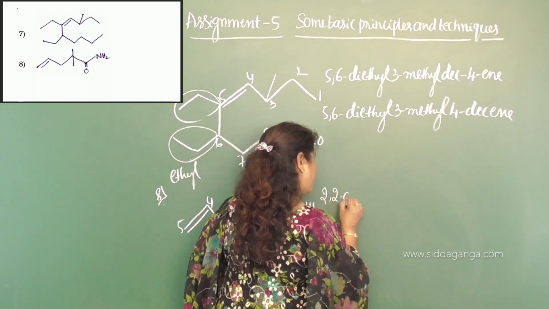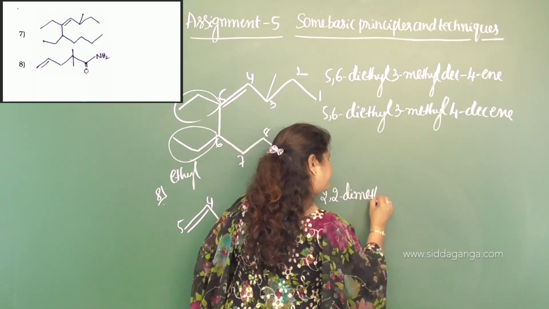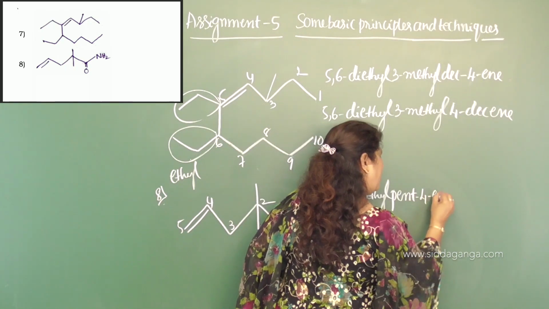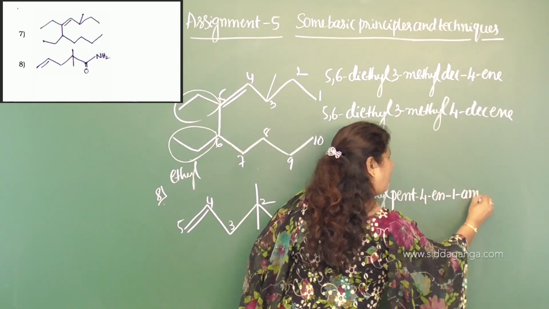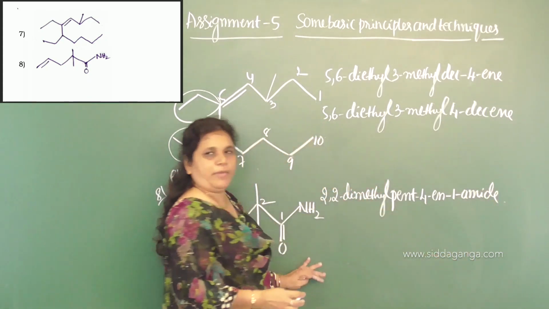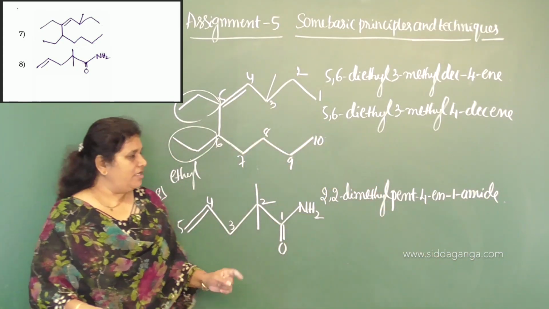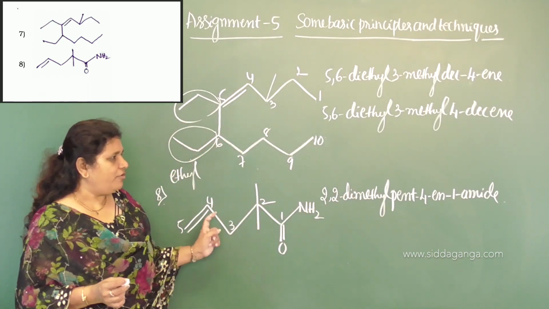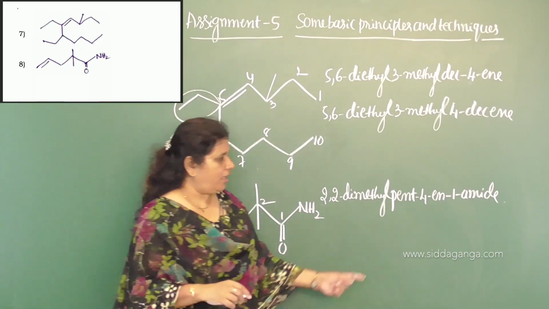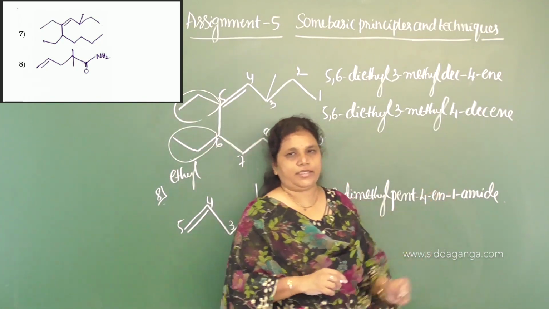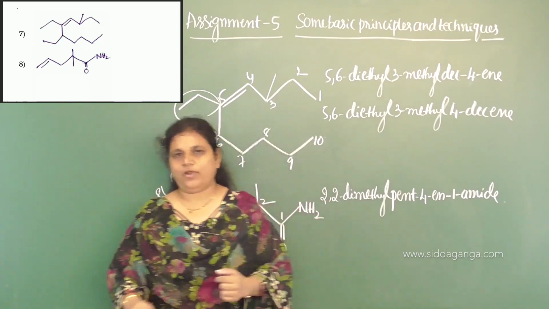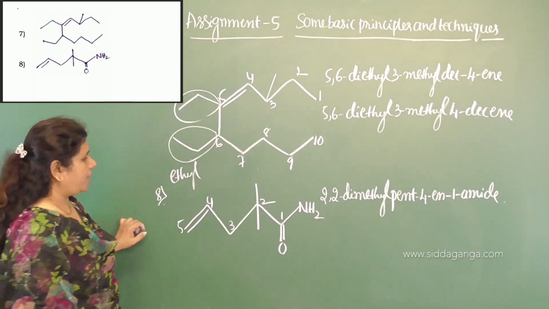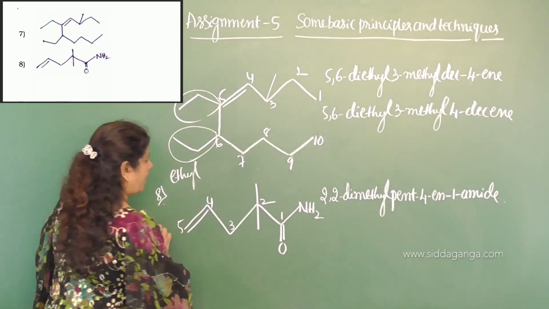2,2-dimethyl pent, 4-ene, 1-amide. So 1-amide. Amide is the secondary suffix for the CONH2 group. So 2,2-dimethylpent-4-ene-1-amide. You can ignore the locant 1 here, and you can write it as 4-enamide. Even you can write it as 4-enamide. Okay. Now move on to the next compound, the 9th one.